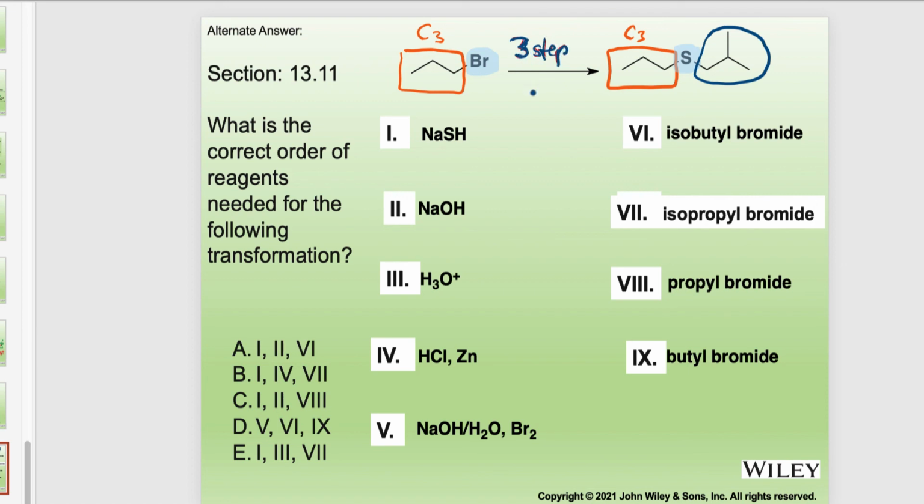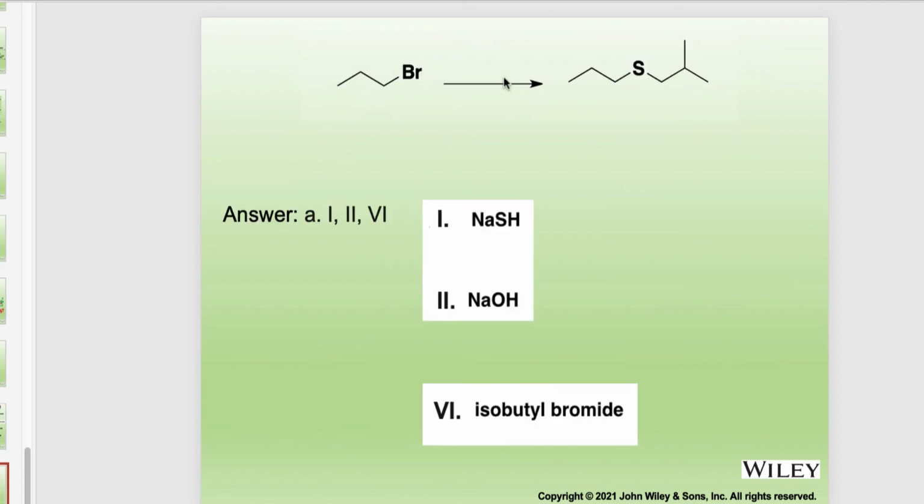Okay, have you done your work? All right, and here is the answer. So we take our propyl bromide, we introduce the sulfur by using NaSH, remember that's Na plus, SH minus. That then helps us introduce the SH group. So this is your first intermediate, SH. Then we have NaOH. Those are basic conditions. That's Na plus and OH minus.